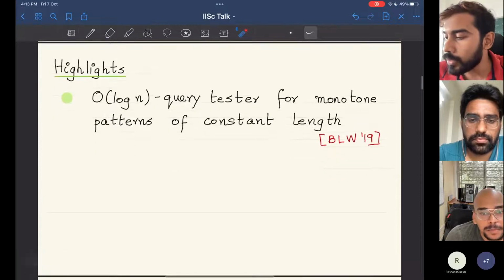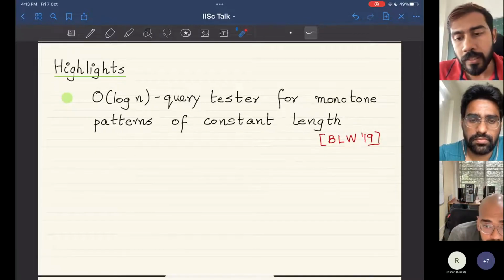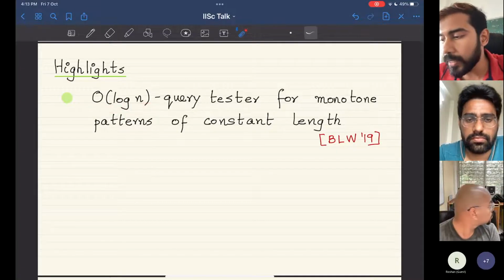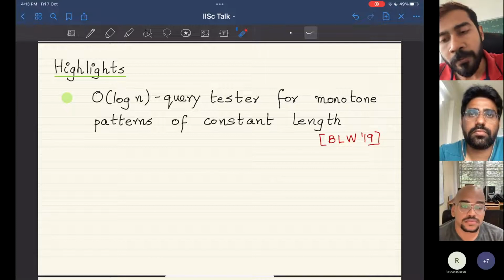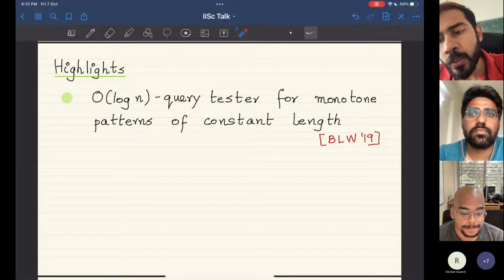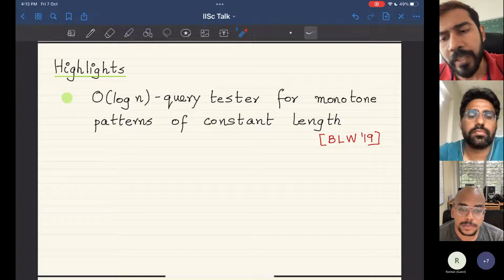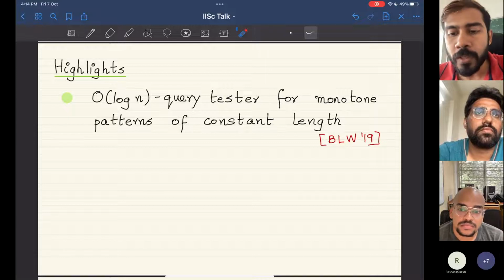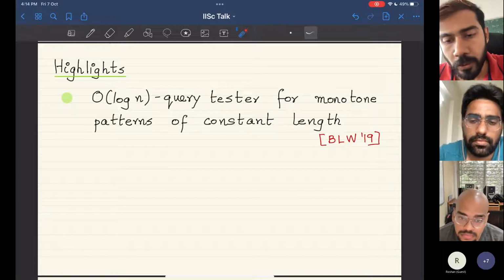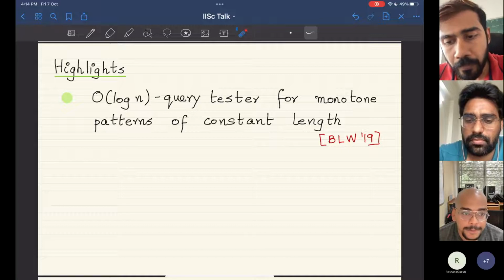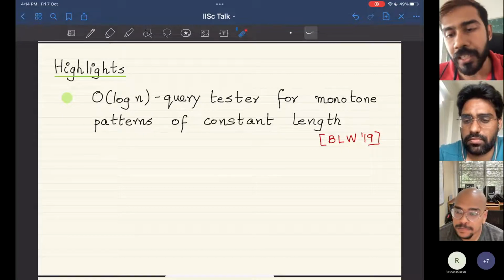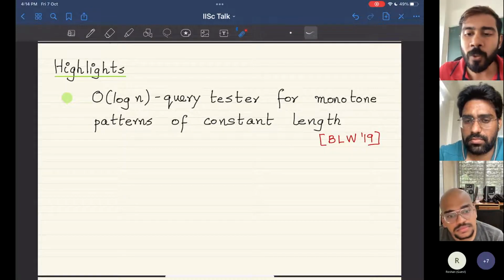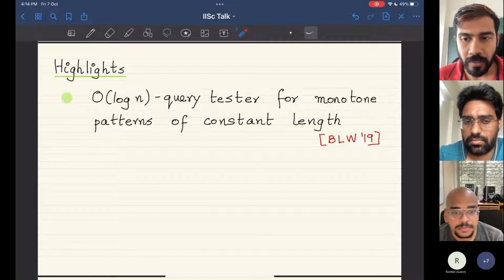And all of these works culminated in a big-O of log n query tester for monotone patterns of constant length. So the resource that we are trying to optimize here is the query complexity or time complexity. So you assume in the computational model that you have oracle access to this array and you want to quickly check whether the array is pi-free or epsilon far from pi-free. Because if you can see the whole array, it's a trivial problem, right?